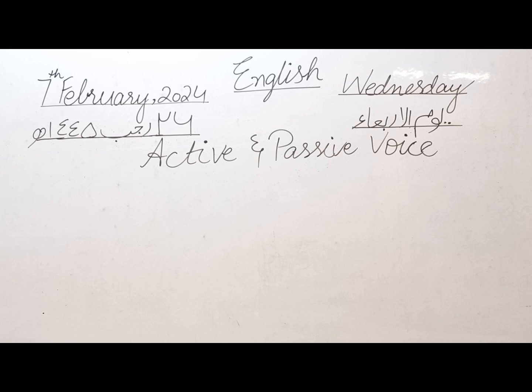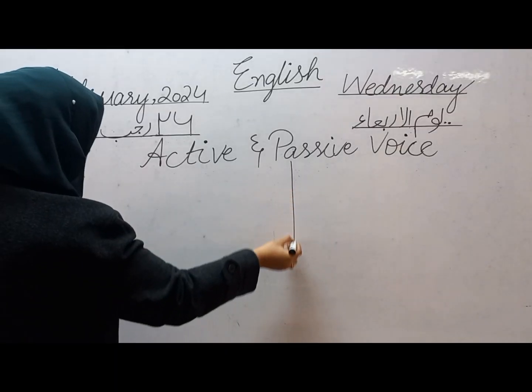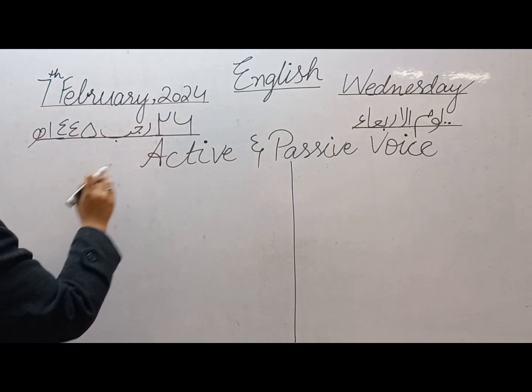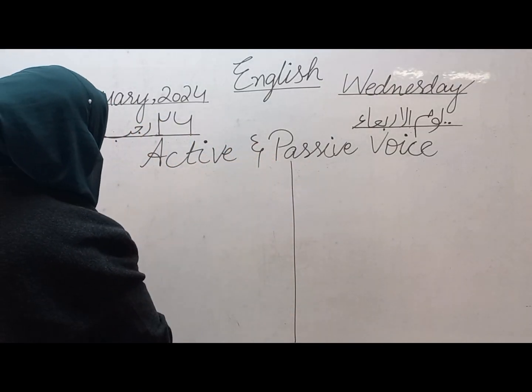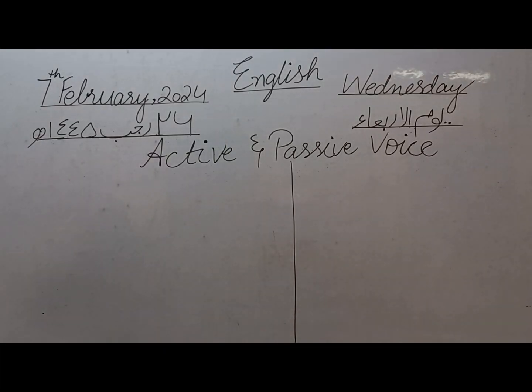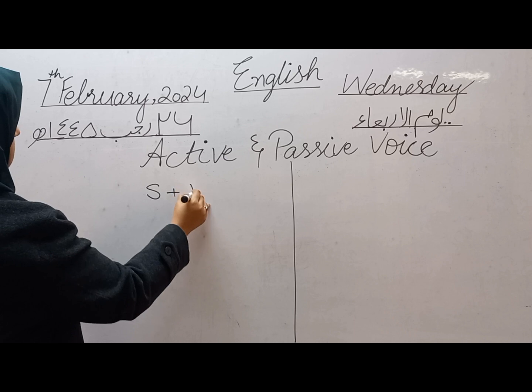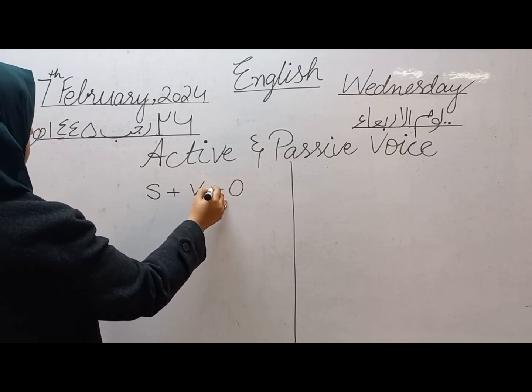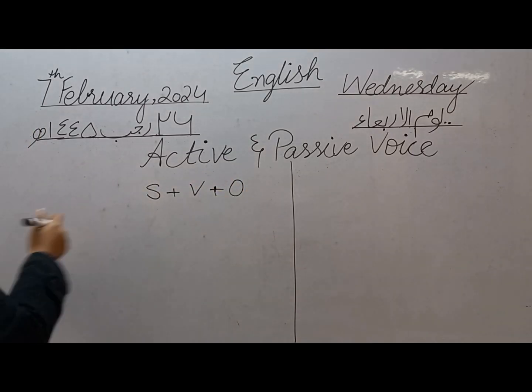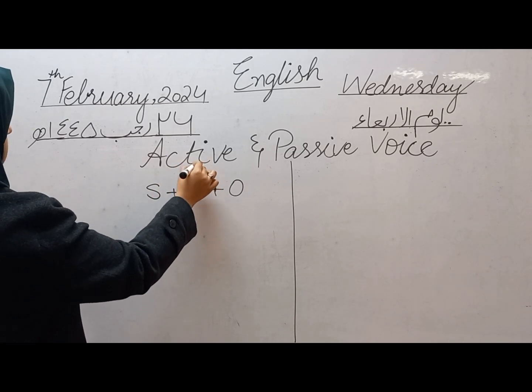So you people need to tell me, what is the sentence structure of an active sentence? If you remember, we have done a difference between active and passive voice in the last lesson. So yes, very good. There is a subject, there is a verb, and there is an object. Perfect. This is the sentence structure of an active sentence.